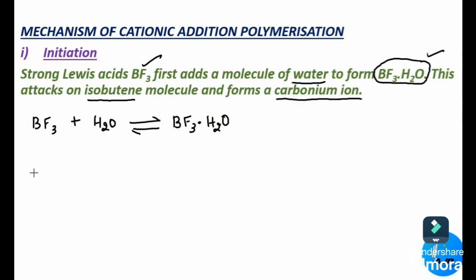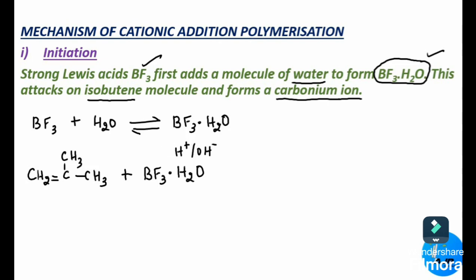Let me write the isobutene molecule now: CH2 double bond C, with CH3 and CH3. So this is isobutene. Now this BF3·H2O attacks this isobutene molecule. One of the hydrogen ions, that is an H+ ion, will join the CH2. What happens to the H2O? It gets dissociated into H+ and OH minus. Now this H+ attacks the CH2.